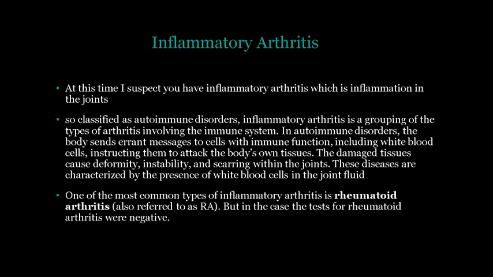At this time, I suspect you have inflammatory arthritis, which is inflammation in the joints. It is classified as an autoimmune disease. Inflammatory arthritis is a grouping of types of arthritis involving the immune system. In autoimmune disorders, the body sends errant messages to cells with immune function, including white blood cells, instructing them to attack the body's own tissue. The damaged tissues cause deformity, instability, and scarring within the joints. These diseases are characterized by the presence of white blood cells in the joint fluid. One of the most common types of inflammatory arthritis is rheumatoid arthritis, also known as RA. But in this case, the tests for rheumatoid arthritis were negative.